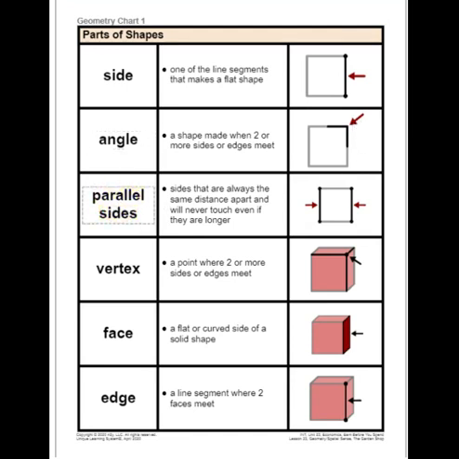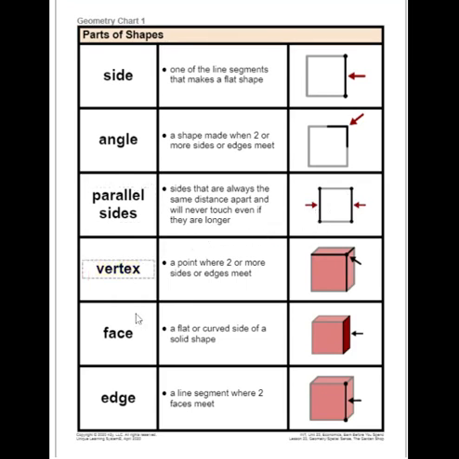Parallel sides. Parallel sides are sides that are always the same distance apart and will never touch even if they are longer. So right here on my square, I have two sides, 1, 2, and they're parallel. That means if I kept drawing this line, it goes up, up, all the way to the top, and down all the way to the bottom. And then I drew this line up and all the way down. They stay exactly the same distance apart, and they're never going to touch. They're always going to be this wide apart.